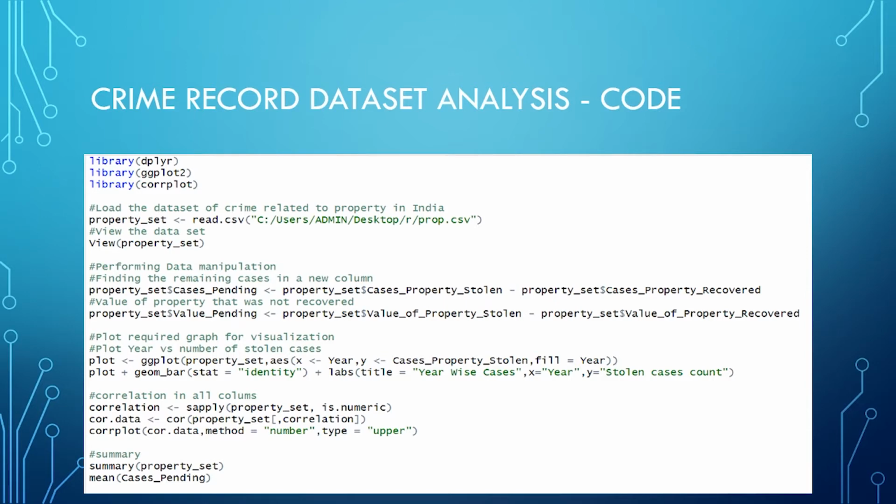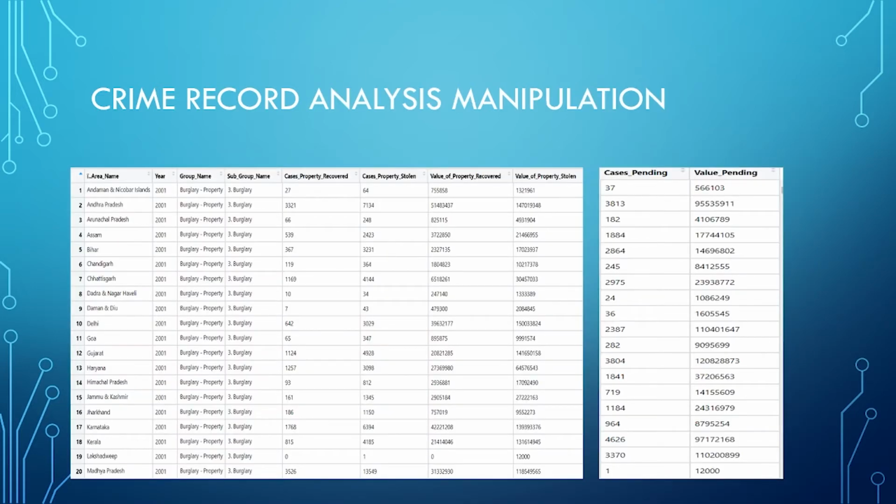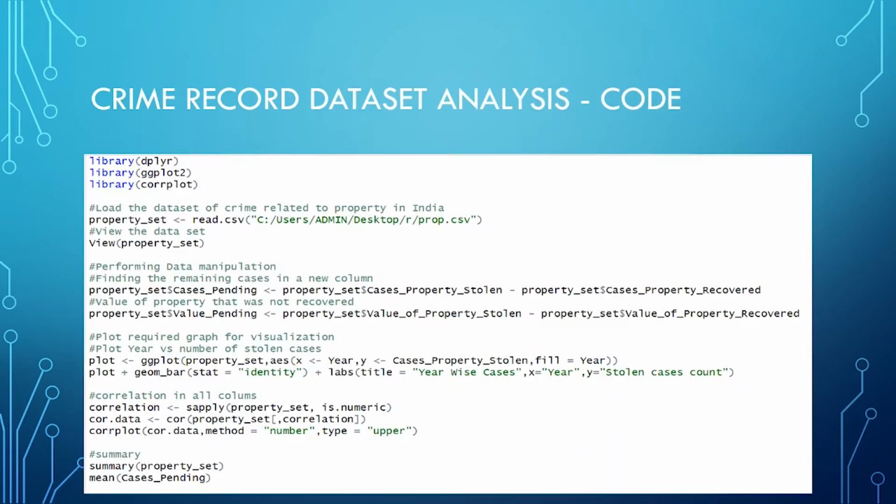Then I'm performing slight manipulation on this data, which is nothing but I'm just taking these two columns, cases property recovered and cases property stolen. I'm just subtracting these two values to get the cases pending. And similarly, value of property recovered and value of property stolen. These two are subtracted and we get the value pending. That is what is done in the next two lines. This is up to data manipulation.